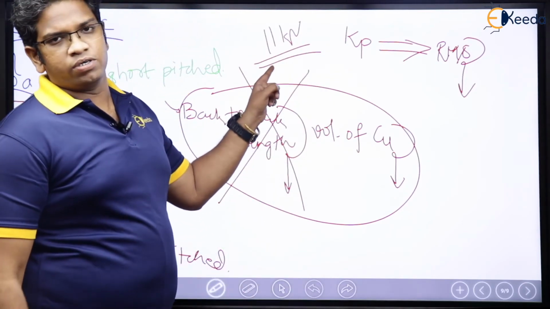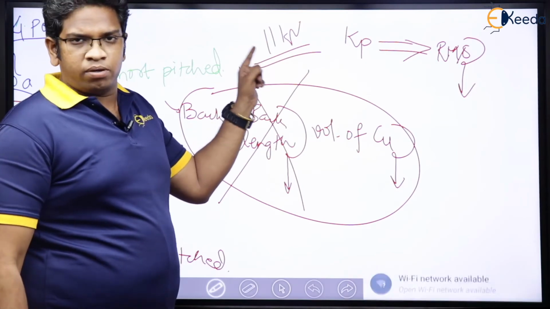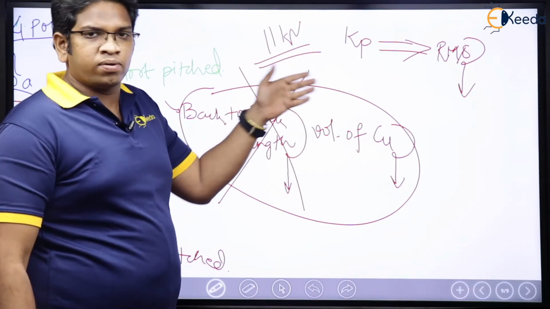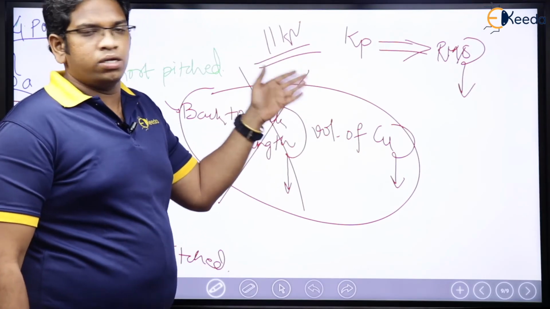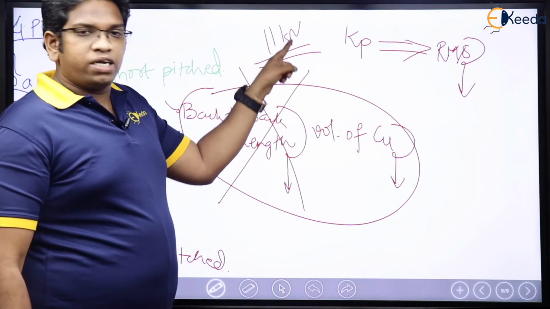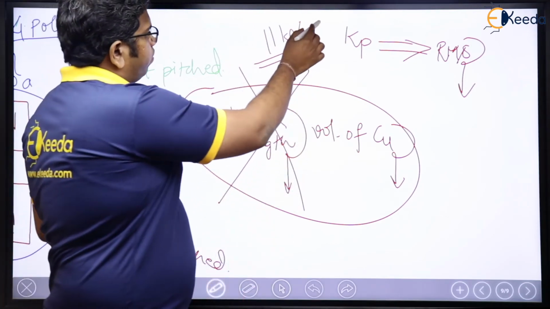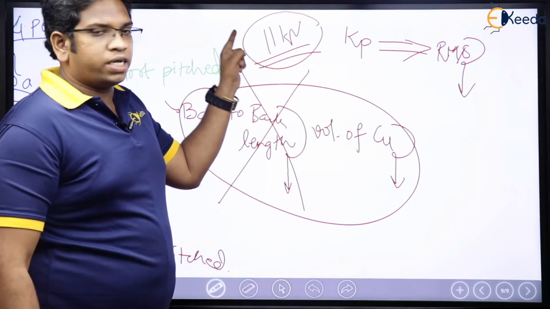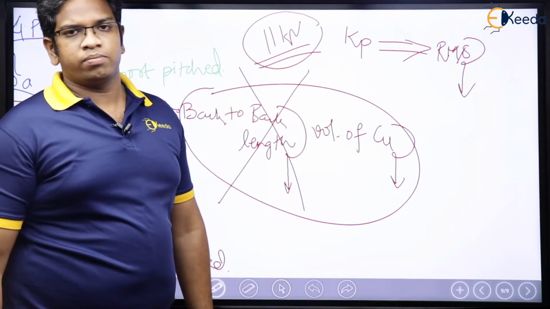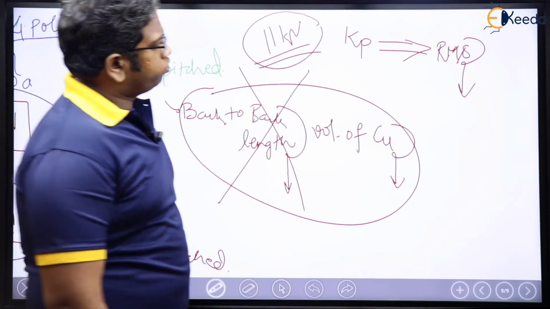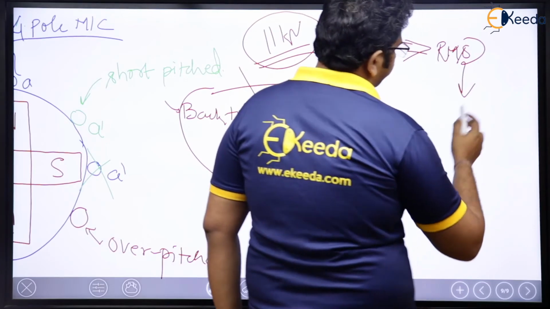Alternator is 11 kV only. So in order to maintain the same 11 kV, because I cannot say that, no sir, because of KP and all, it got reduced. No, right? Because alternator, if it is 11 kV, then it has to be operated at 11 kV only, which means induced voltage here has to be the same 11 kV. So in order to maintain this voltage, what should I do then? If my voltage is getting reduced, what should I do?